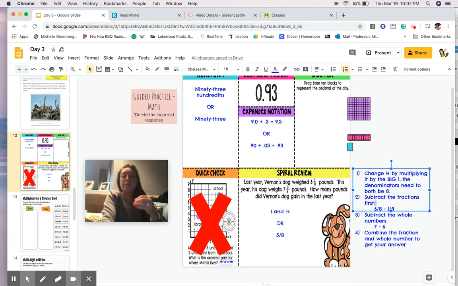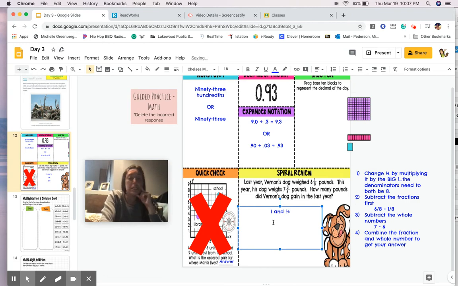Then you're going to subtract the fractions first, which will be 6/8 minus 1/8. Then you will subtract your whole numbers, 7 minus 6. Then you're going to combine your fraction and your whole number to get your answer. So if 6/8 minus 1/8 is 5/8, and then 7 minus 6 is 1, is your answer 1 and 5/8, or is it 5/8? Again, you would just highlight and delete the incorrect answer.